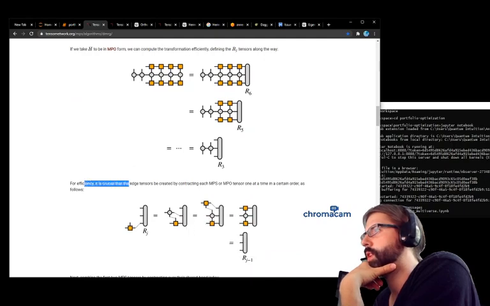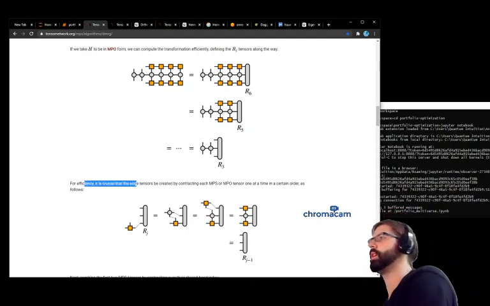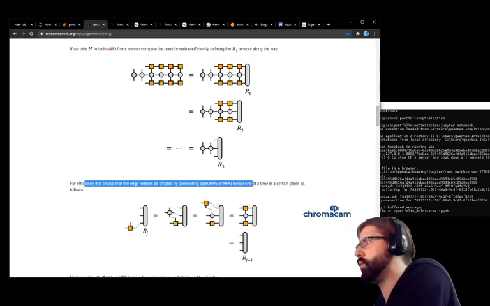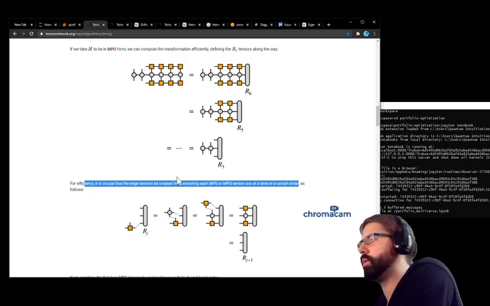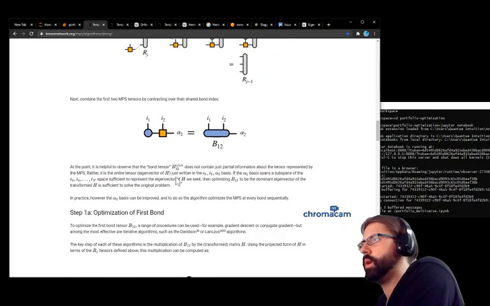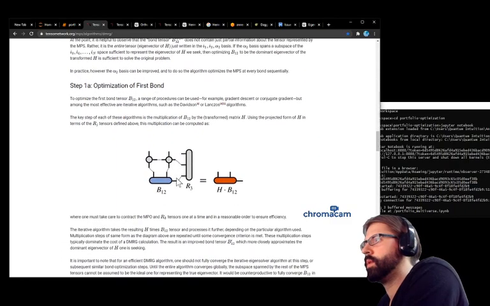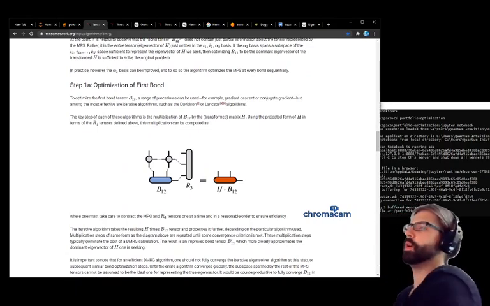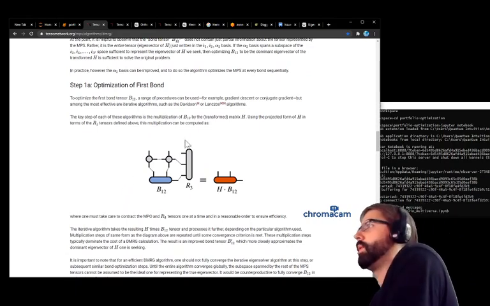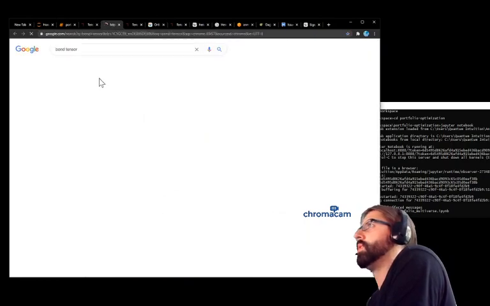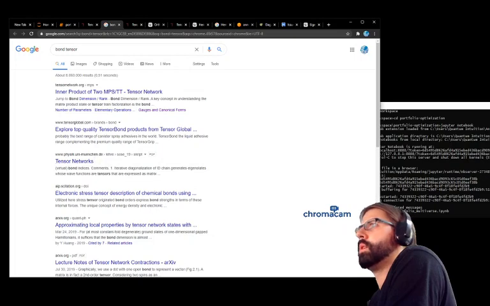For efficiency, it is crucial that the edge tensors be created by contracting each MPS or MPO tensor one at a time in a certain order as follows. What? To optimize the first bond tensor, B12. What is a bond? What is even a bond tensor? Those are just the indices. That's the way it's called.